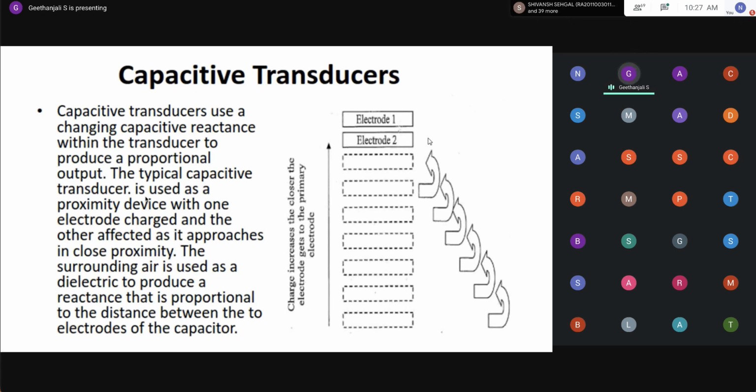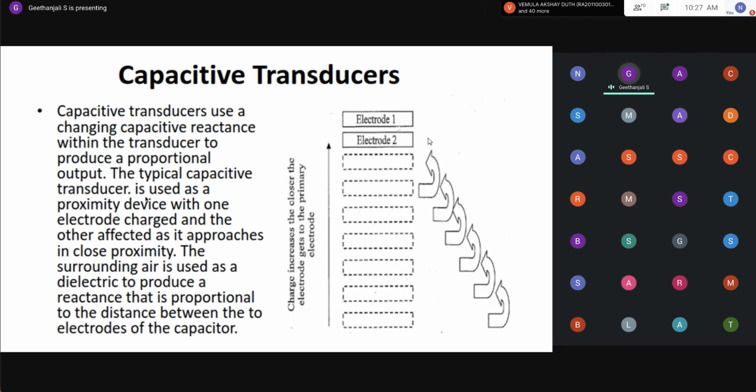See the capacitive transducers, the diagram is given here. There will be two electrodes. The charge increases the closer the electrode gets to the primary electrode. So what happens if the two plates are closer to each other means the charge increases. This is happening when the distance between the two electrodes is less.